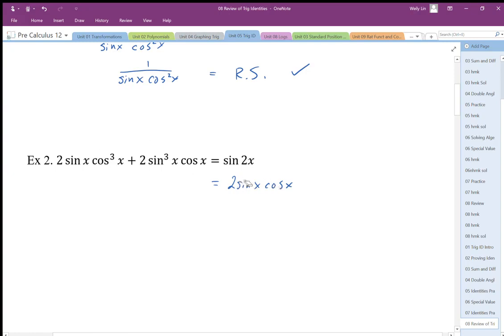Now, I want to generate that, and I notice that I have a common factor of 2 sine x cos x. So I'm going to factor that out. So take that out on this side. So take out the 2, take out a sine x, take out one of the cos x's, and what's left behind? Well, here I'm going to be just left with cos squared. Here I'm going to be left with sine squared. Oh, when I look at that, well, there's my identity of 1, and I end up with 2 sine x cos x equals 2 sine x cos x. Okay, done. Left side equals right side.